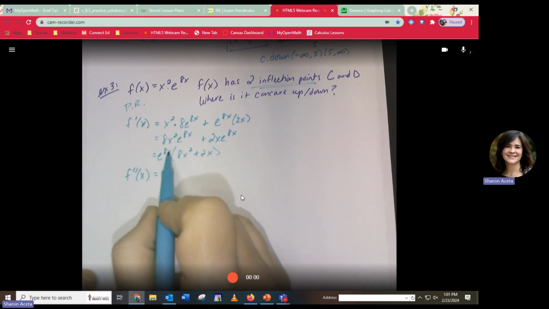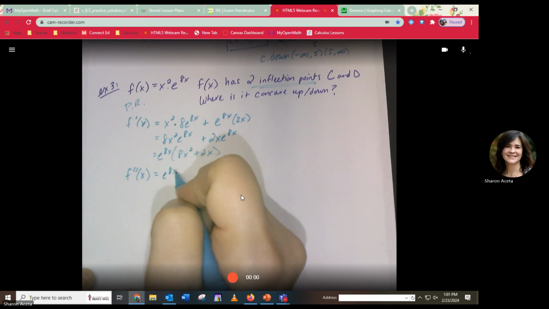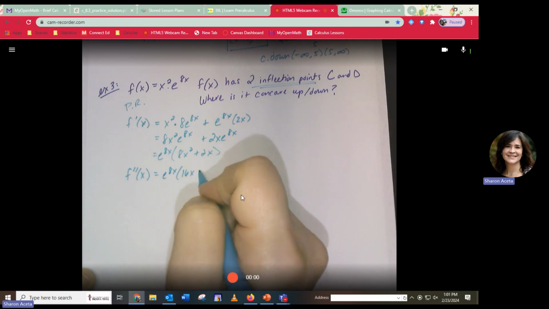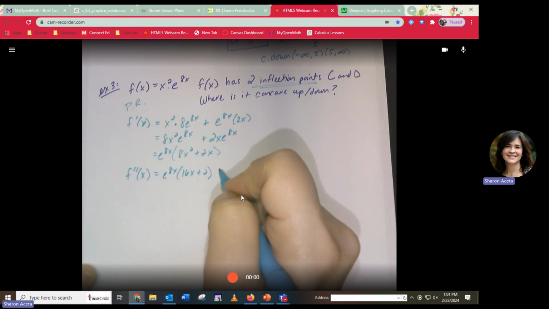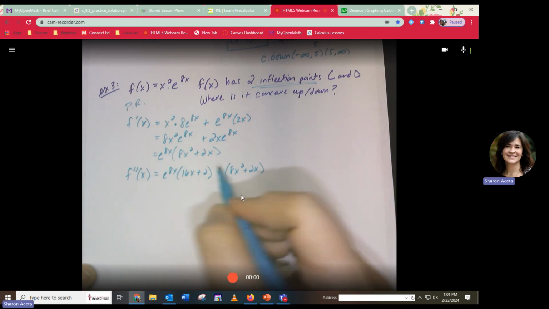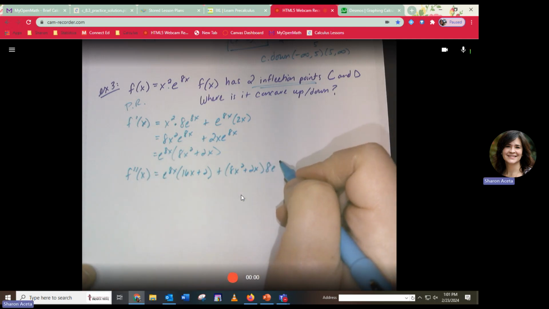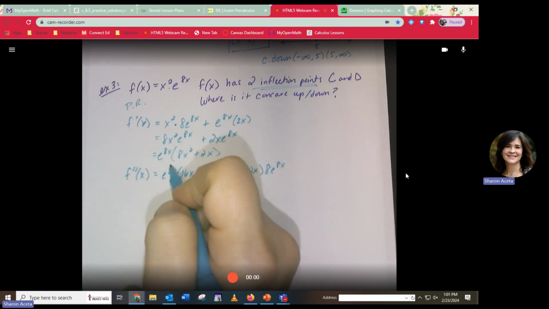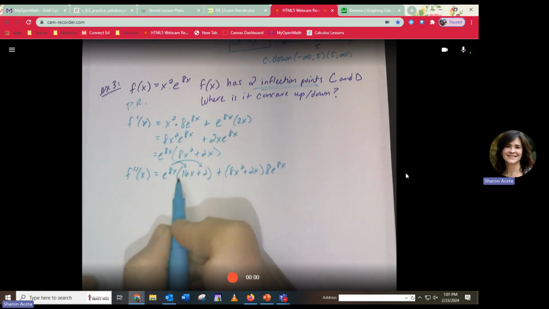So first times the derivative of the second, this would be 16x plus 2, plus the second times the derivative of that, which is 8x again. Now you do need to clean this up because remember we're looking for inflection points, which means we're going to have to set it equal to 0. So let's distribute and clean it up.